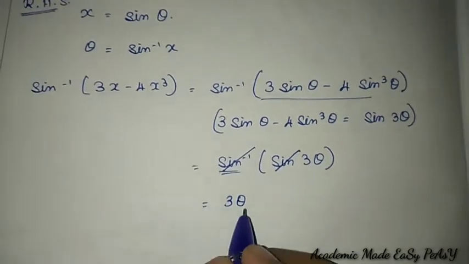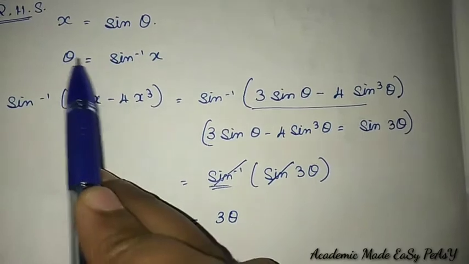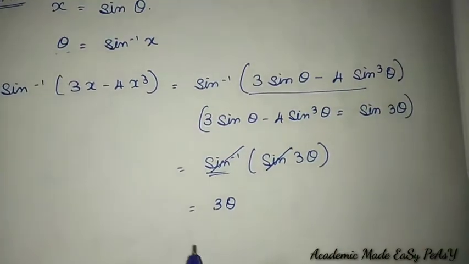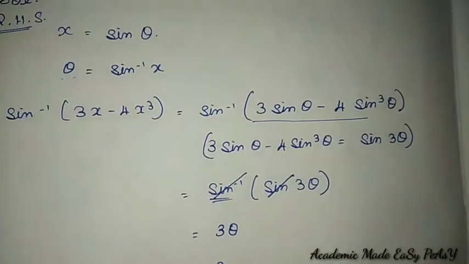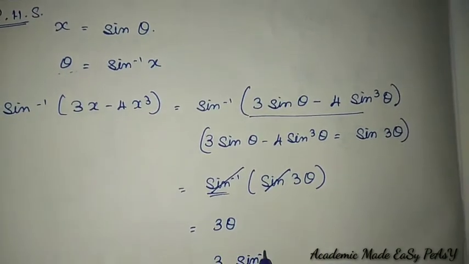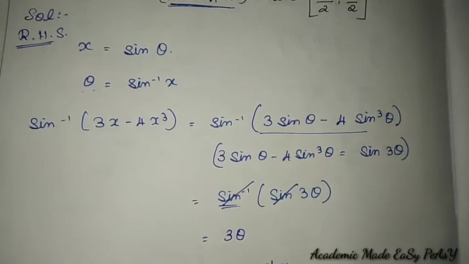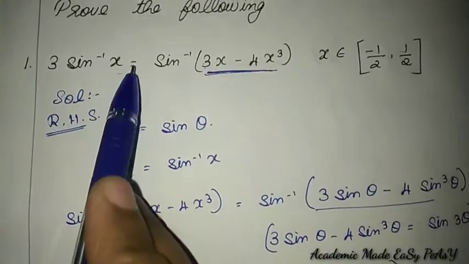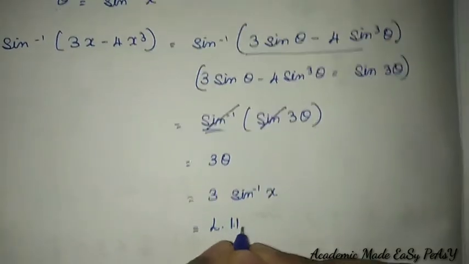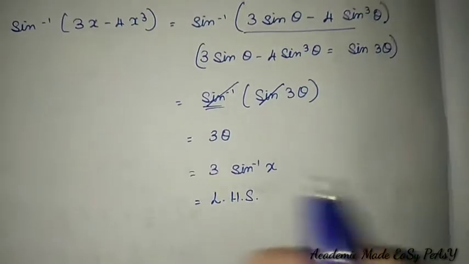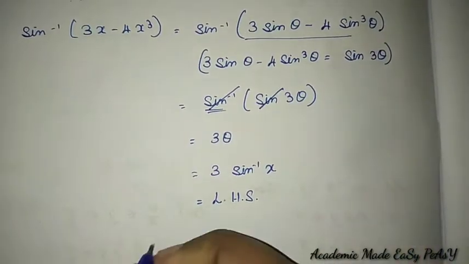Now I have already said what the value of theta is. So 3 into theta, which is sin inverse x, so I get 3 sin inverse x. Is this equal to my LHS? Therefore I will say that this is equal to LHS. So LHS is equal to RHS, hence proved.